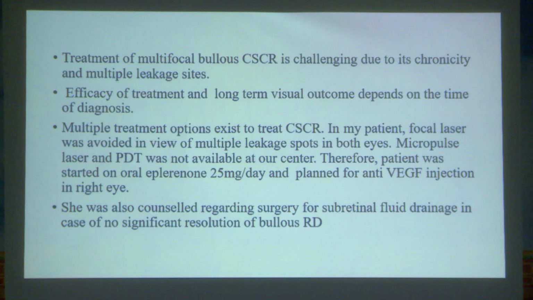Therefore, patient was started on oral eplerenone 25 milligram per day and planned for anti-VEGF injection in the right eye. She was also counselled regarding surgery for subretinal fluid drainage in case of no significant resolution of bullous RD.